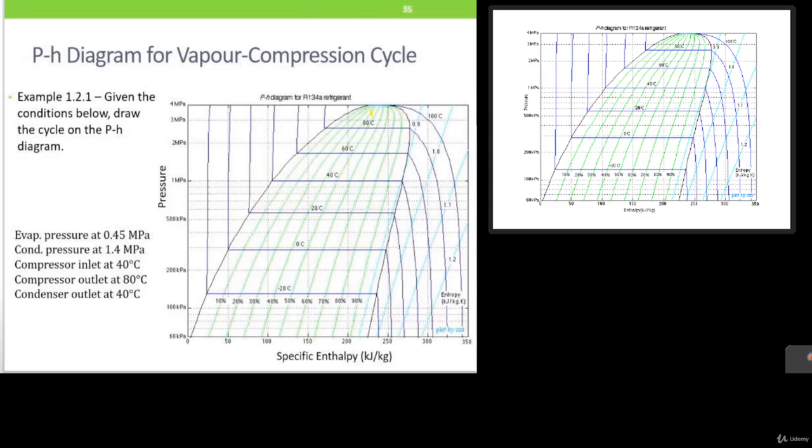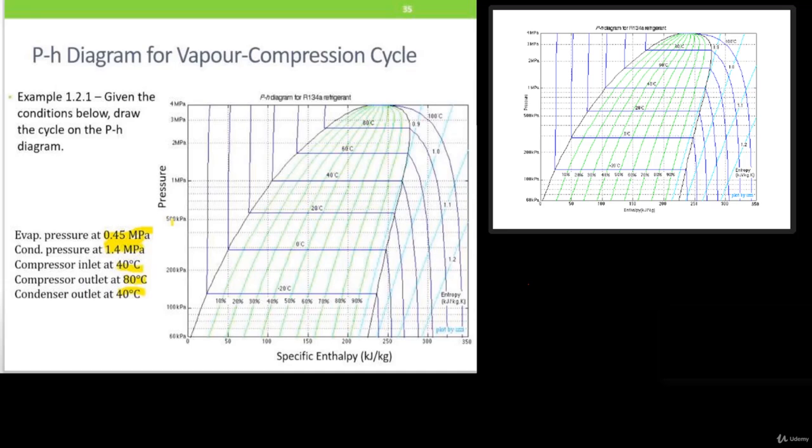You are given 5 pieces of information. You are given the evaporating pressure at 0.45 megapascal, and the condensing pressure at 1.4 megapascal. And the 3 temperatures: compressor inlet, which is your T1, compressor outlet, which is your T2, and condenser outlet temperature, which is your T3. So how are we going to use these 5 pieces of information, which is enough, to draw out the trapezium shape?